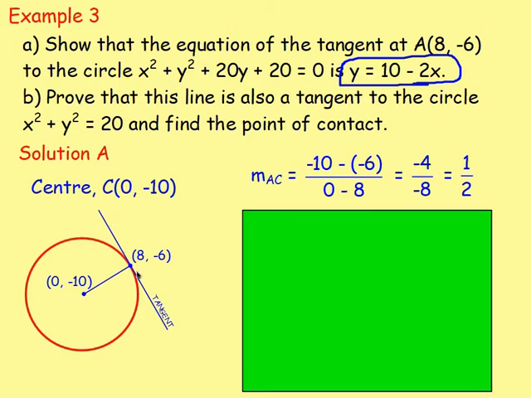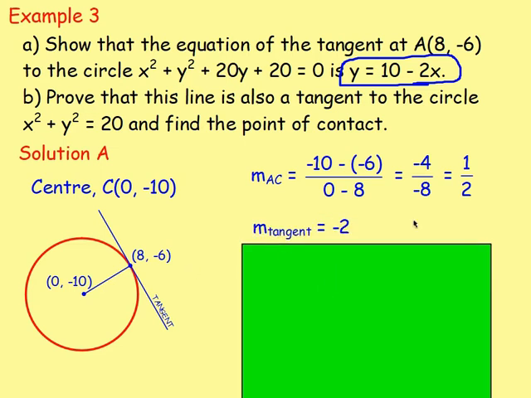You want the gradient of the tangent though. What is that gradient? Negative 2. Because all you want to do is you flip the gradient, change the sign because it's the perpendicular gradient. The tangent and the radius meet at right angles. So this in here will be a right angle.